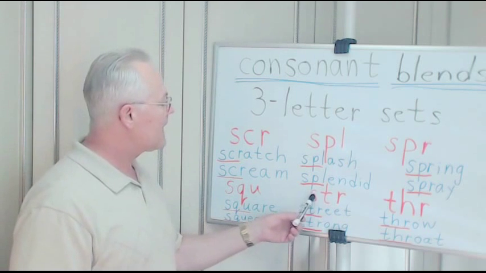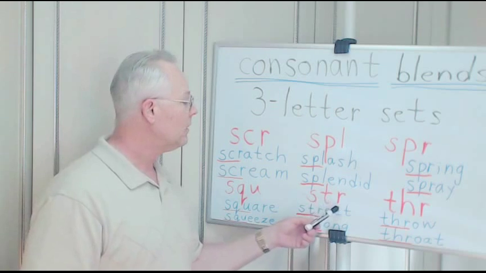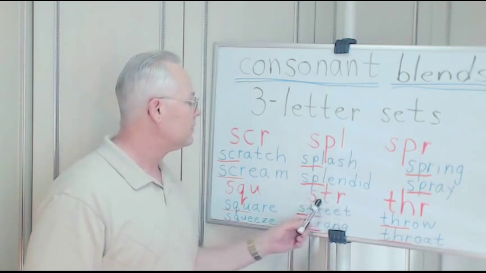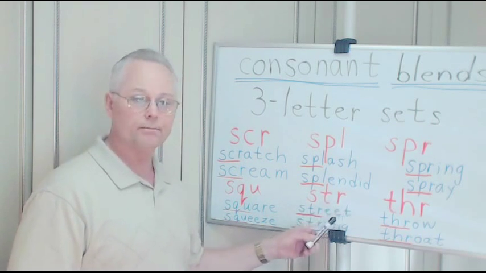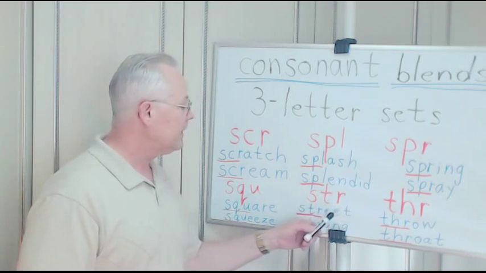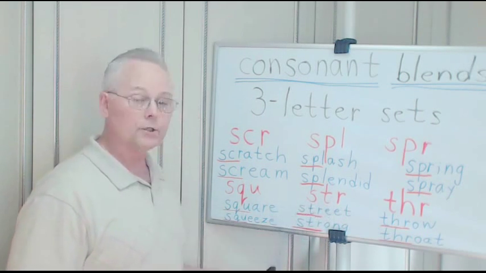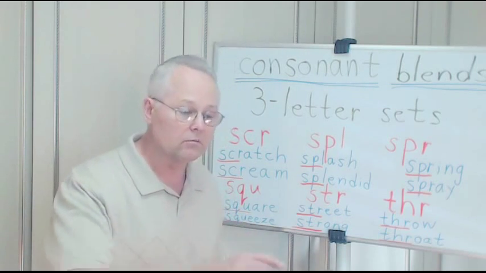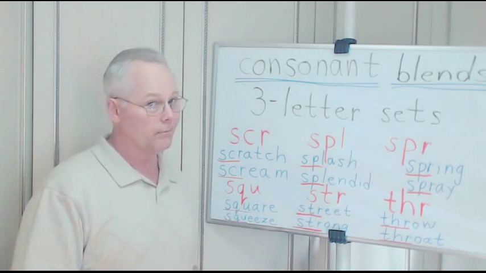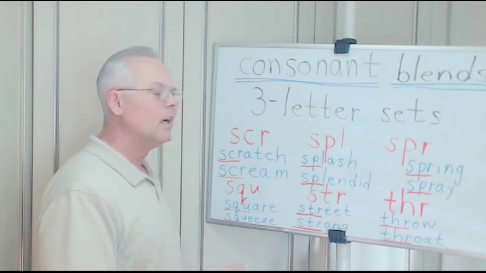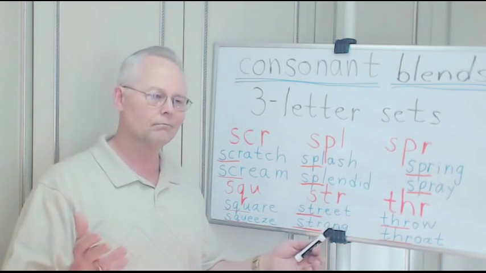Squeeze. S-T-R, S-T-R. Str, street. E-E sounds like E here, T, street, a street. Look out the window. You probably see a street with many cars on it. It's rush hour. Many, many cars are on the street. A street, a road, a lane, a drive, an avenue, a boulevard. Basically, they're streets.